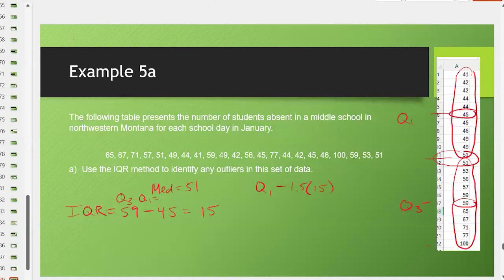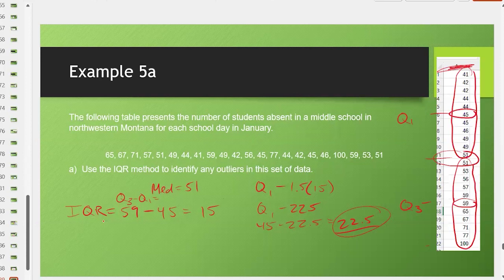1.5 times 15 is 22.5. So Q1 minus 22.5. That's 45 minus 22.5, that's 22.5. Okay. And there are no values in the data set that are below 41. So there's nothing that's below 22.5. So there's not an outlier there.